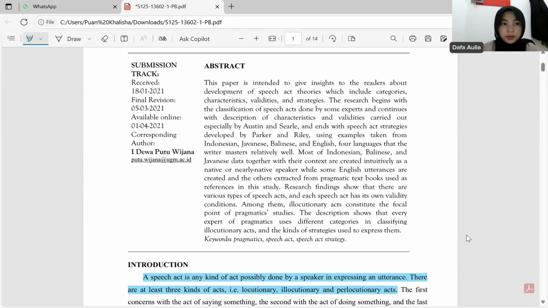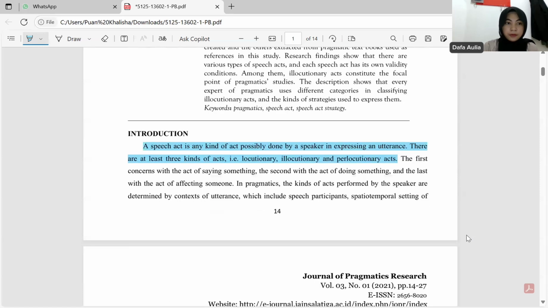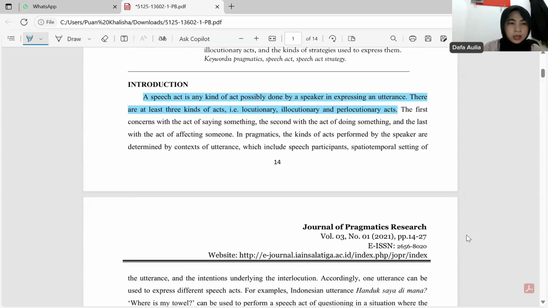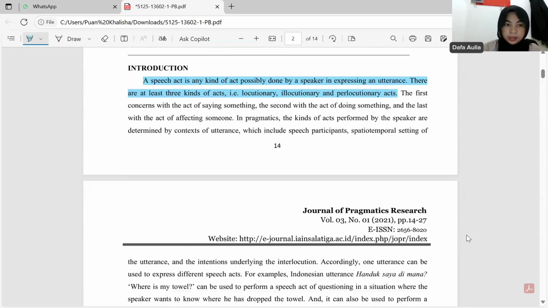Today, I'm going to present a journal titled On Speech Acts, written by Idewa Putuwijana and published in Journal of Pragmatic Research. The study focuses on how speech is not just a way to share information, but also a way to perform action like requesting, promising, or apologizing.